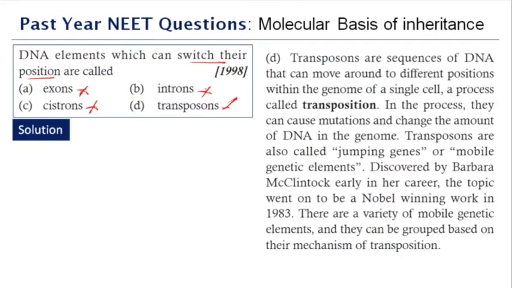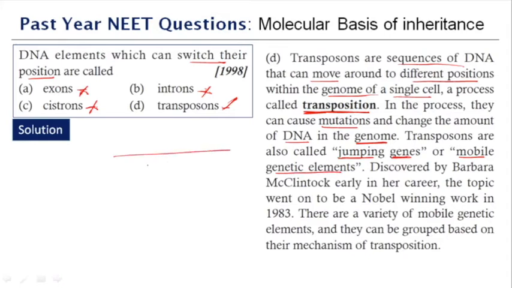So transposons are sequences of DNA that can move around to different positions within the genome of a single cell. This process is called transposition, because they position themselves in different positions. In the process, they can cause mutations and change the amount of DNA in the genome. That is why transposons are also called jumping genes or mobile genetic elements.